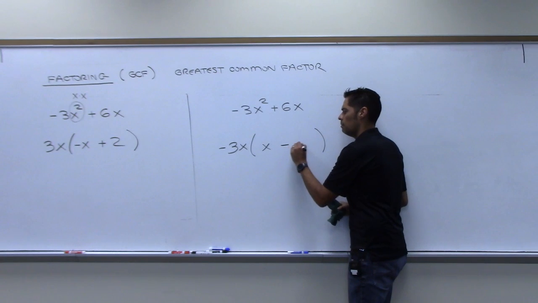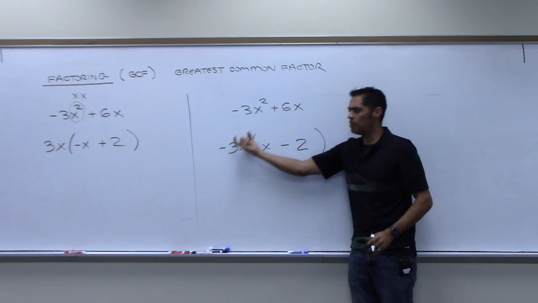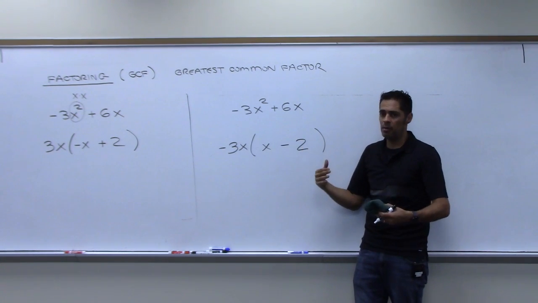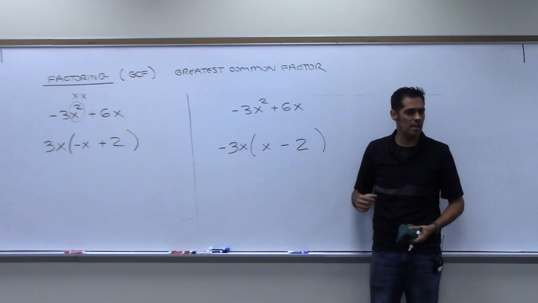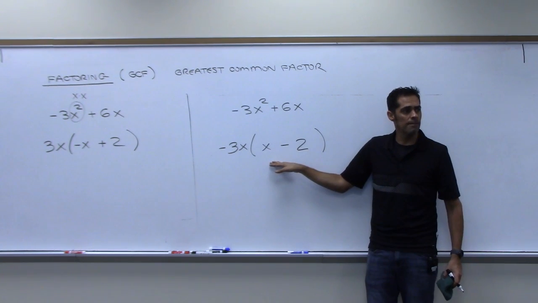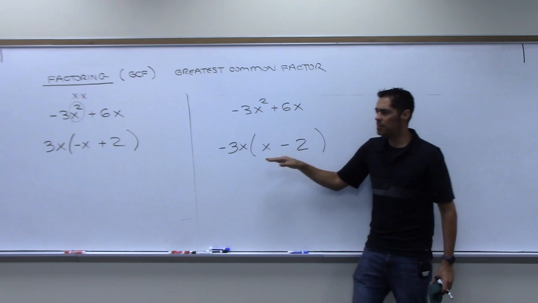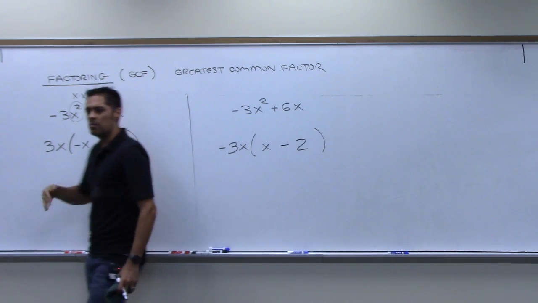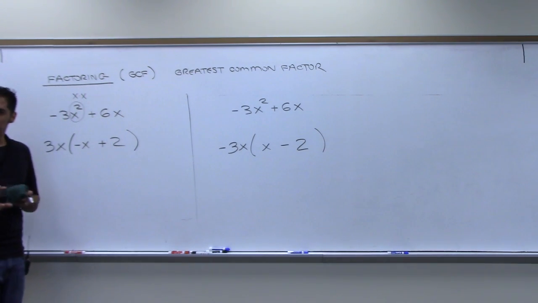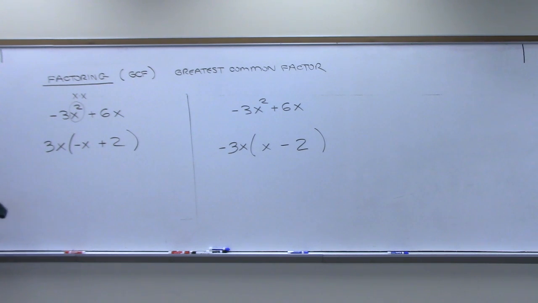Negative 2. Now, if you multiply negative 3x times a negative 2, negative and negative multiply to be positive, you should get positive 6x. So this works also, doesn't it? Which means these are both correct. Which means with factoring, you can have slightly different versions that are equivalent.